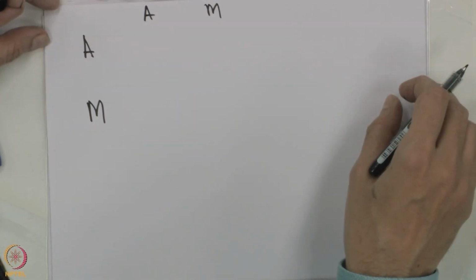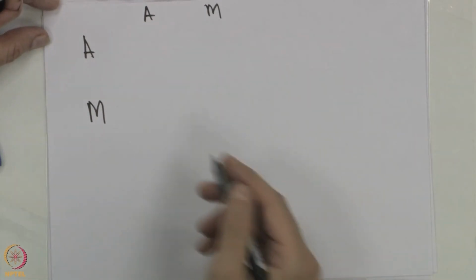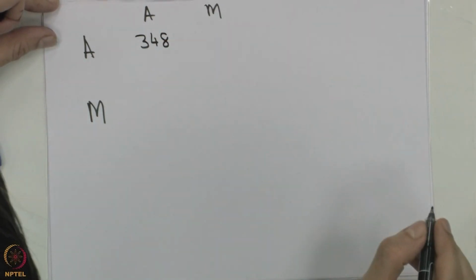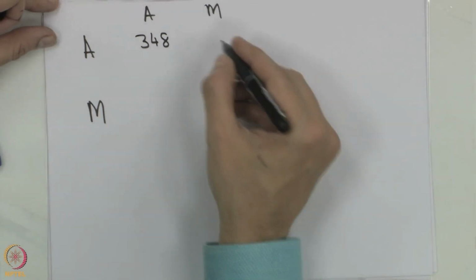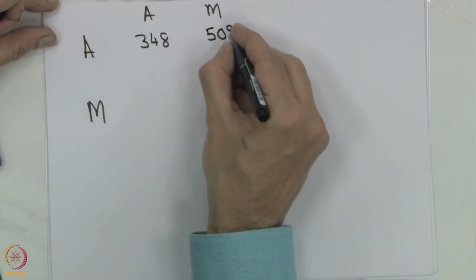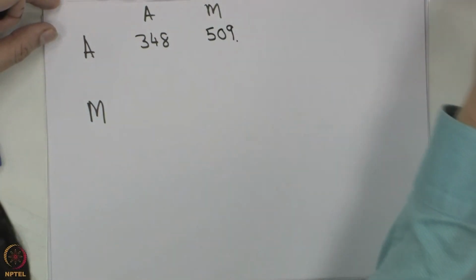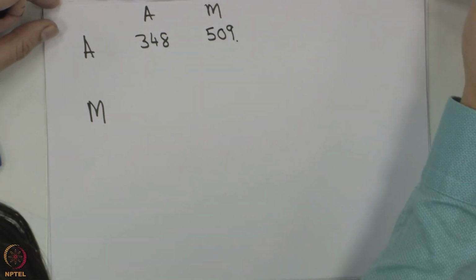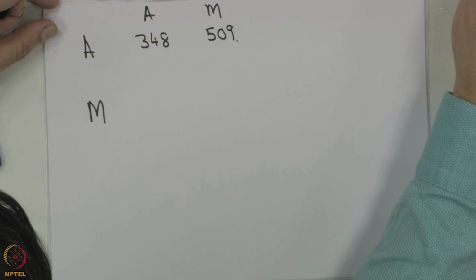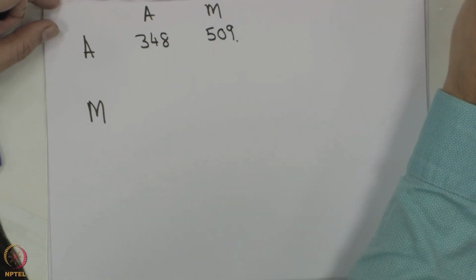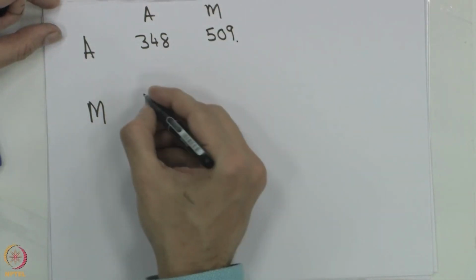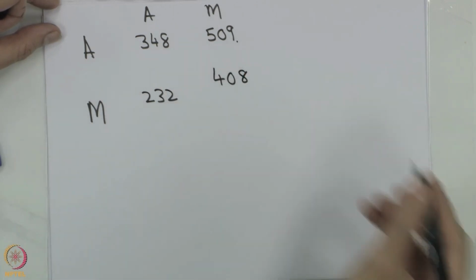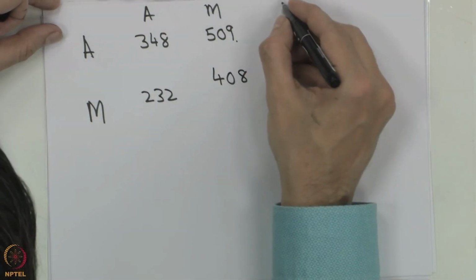We can just multiply by the direct coefficients to get these values, and you can cross check that and round it off. You will get 348, and here you get 509. That's basically 0.1875 into the value that we had, and then this is 232, 408.